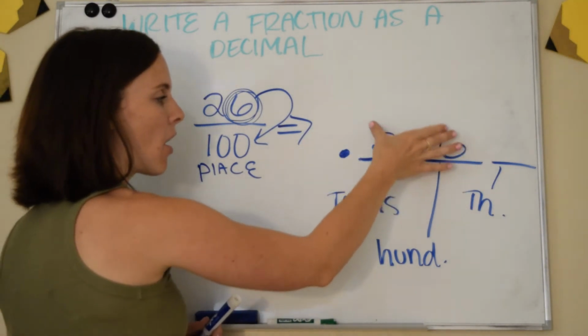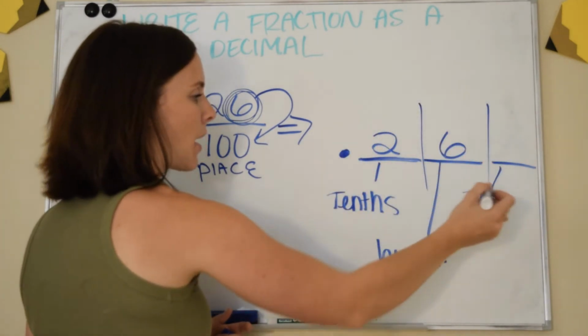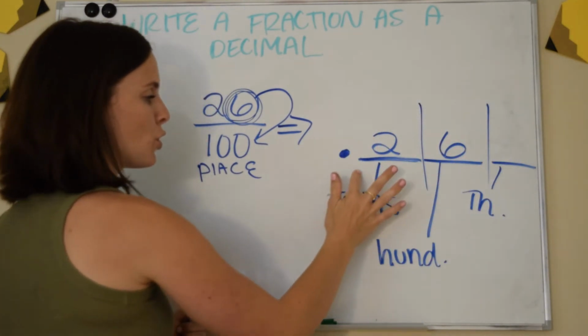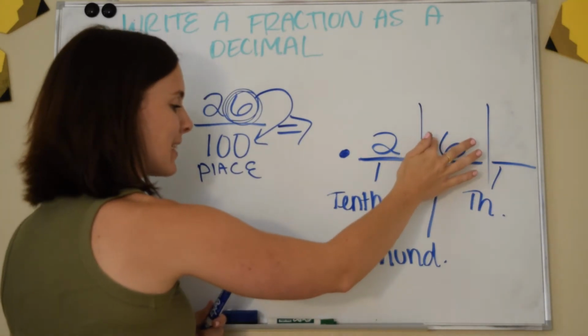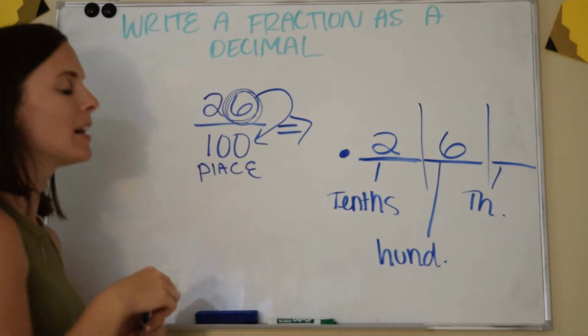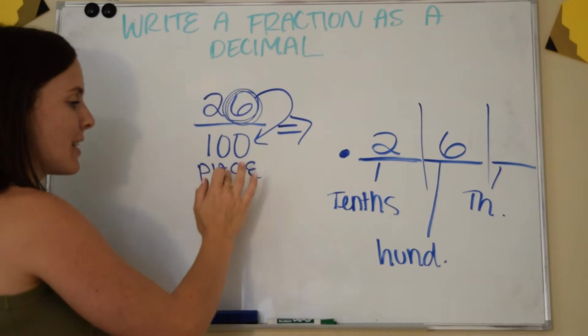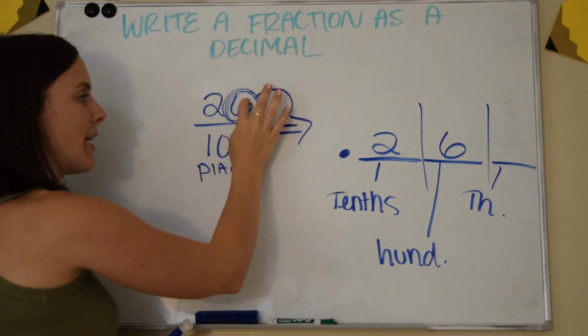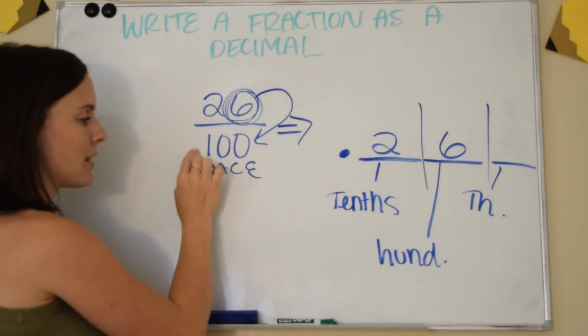because remember, these are like cars. They need their own parking spot. They can't share. Okay, so the 2 landed in the tenths, and the 6 had to go in the hundredths. Because again, when I say this, I have 26 hundredths. So whatever the last digit is, that's the one that goes in this place.